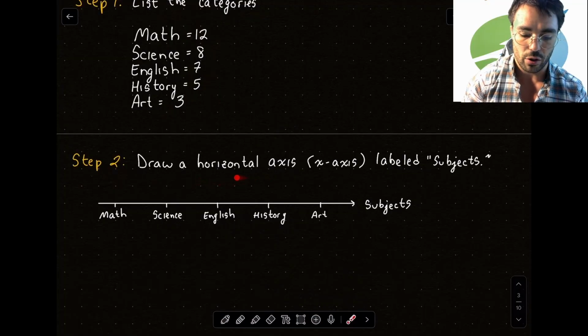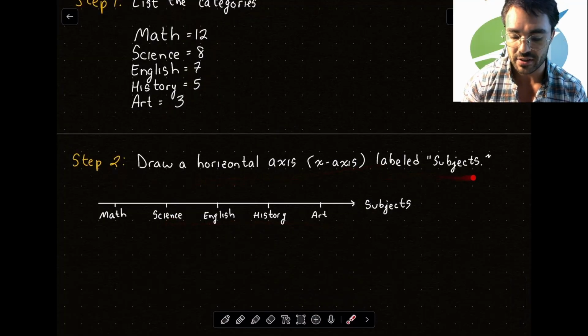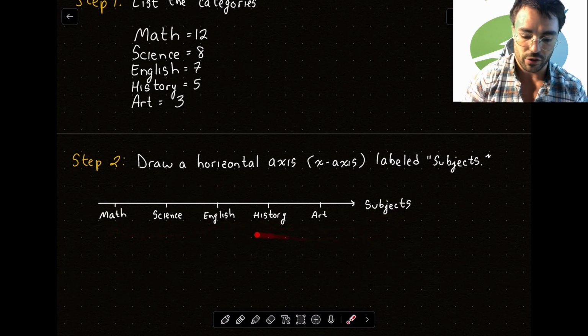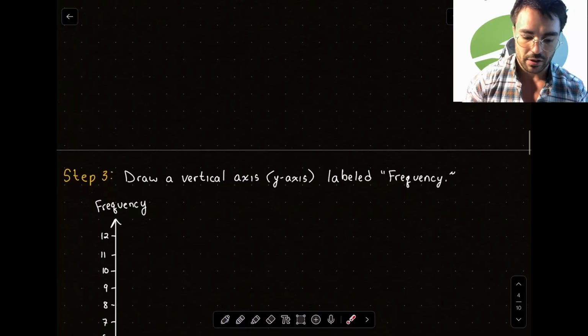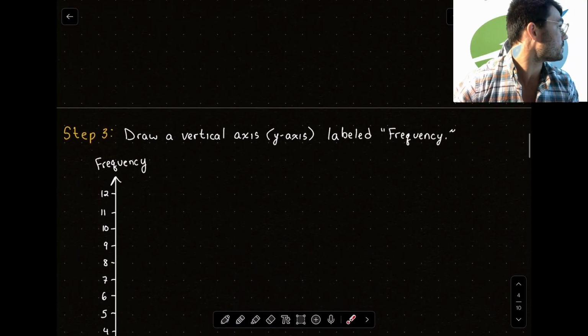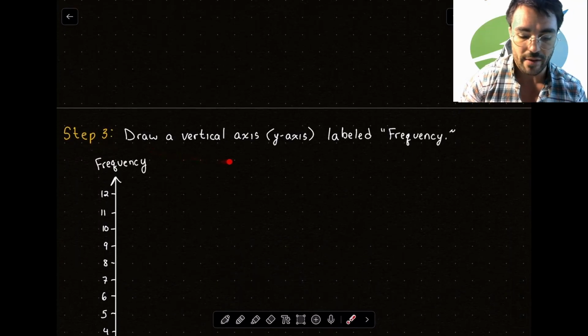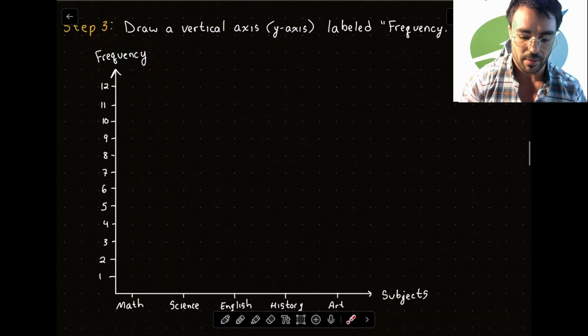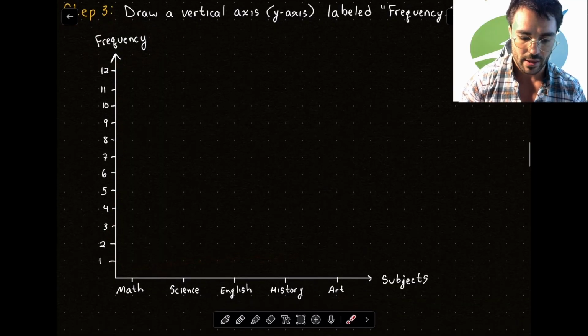Step two, draw a horizontal axis or the x-axis and label it subjects. It's so important that we always label our axes, okay? So here we have all of our subjects. Let's see, let's start here. All right, step three, draw a vertical axis, the y-axis going up and down, label frequency. So I'm gonna scroll down in a bit, but you can see we have this labeled frequency. Here's a bigger picture of our entire graph.